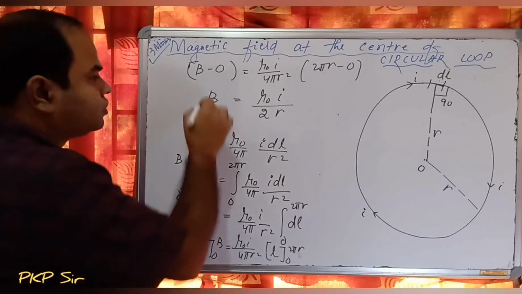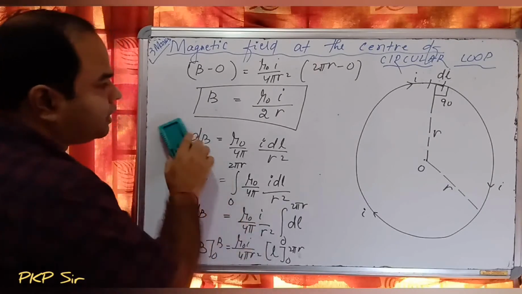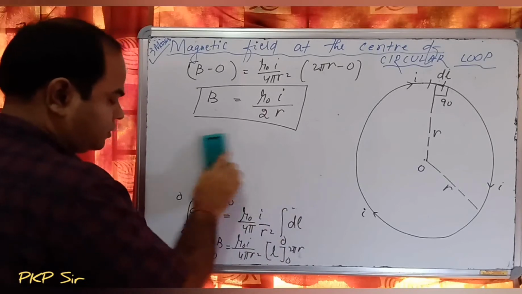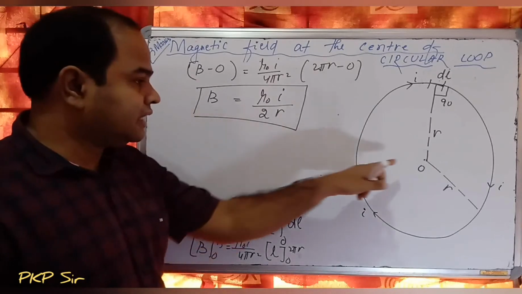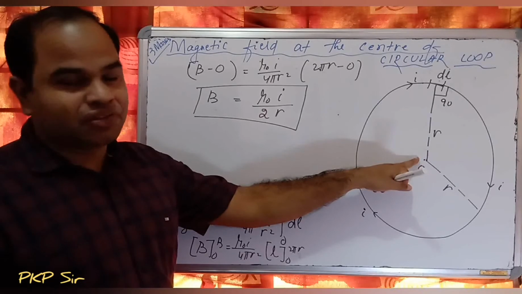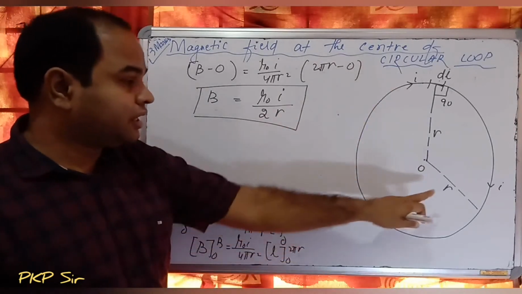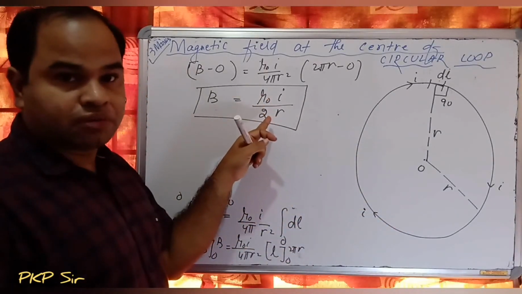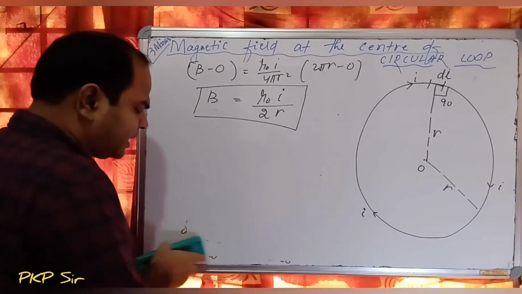So the magnitude of magnetic field at the center of a circular current carrying conductor carrying current I having radius r is equal to mu naught I by 2r. Okay, then how to find the direction?